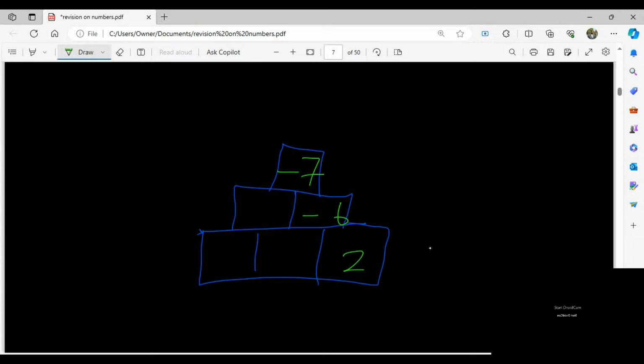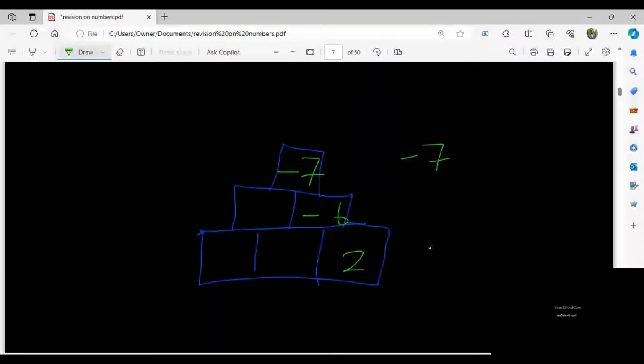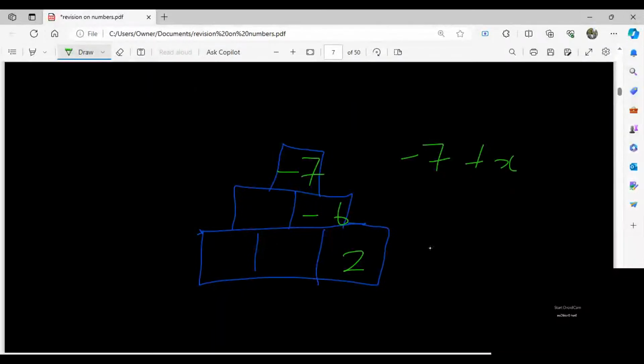Now you can start anywhere you want. You can start here or you can start here. Anywhere you want will get you the correct answers. So I'm going to start from the top going downwards. We do know that this minus 7 is as a result of adding these two numbers. So we can try to formulate an equation. Minus 6 plus x is equals to minus 7.